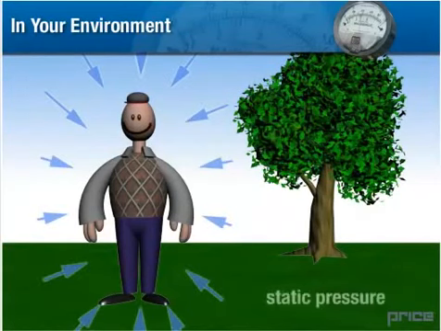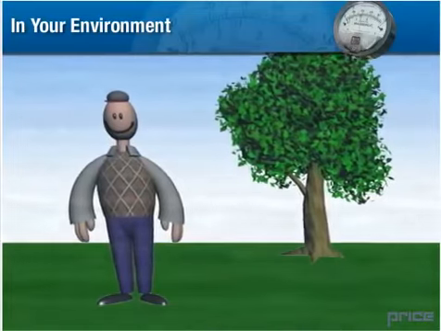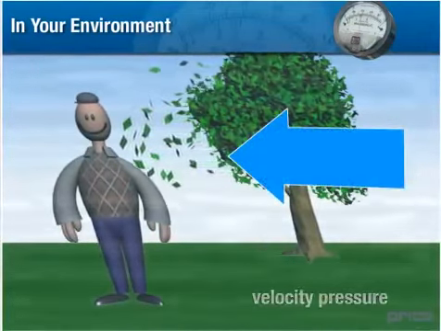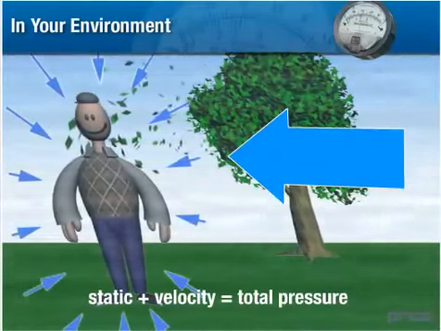We refer to this type of pressure as static pressure. When the wind starts to blow, we have to deal with the added force due to the speed of the wind. We call this pressure the velocity pressure. The sum of the static and velocity pressures equals the total pressure.